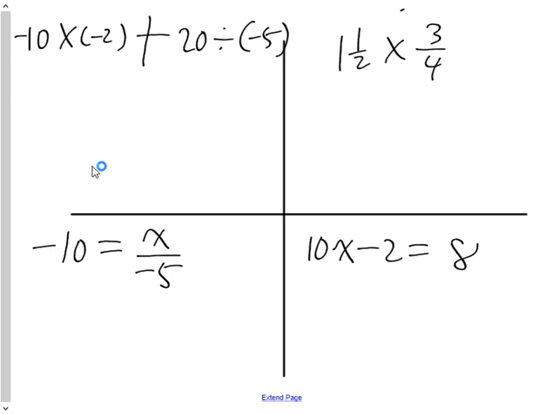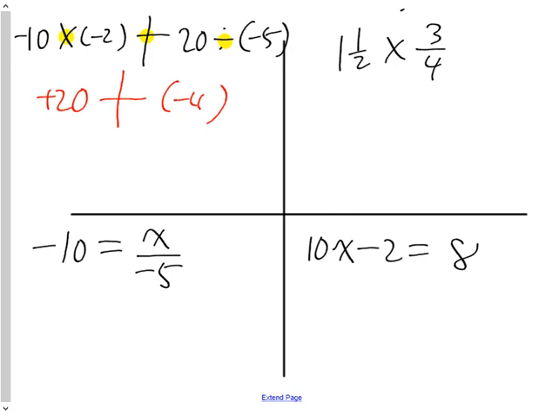We know from the 17,000 questions that we've done so far that when we have more than one operation in a question, we have to follow an order in order to simplify it correctly. So here we have multiplication division, so we're going to do those both first. Negative 10 times negative 2 is a positive 20 because 2 negatives make a positive. And 20 divided by negative 5 is negative 4 because they are opposite signs.